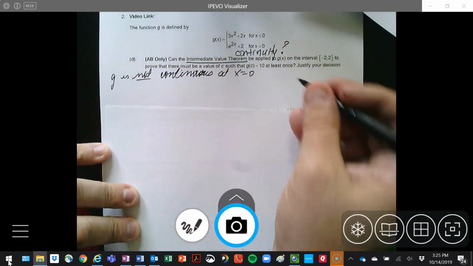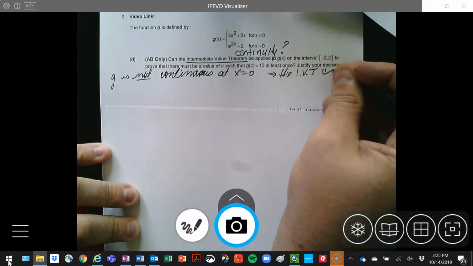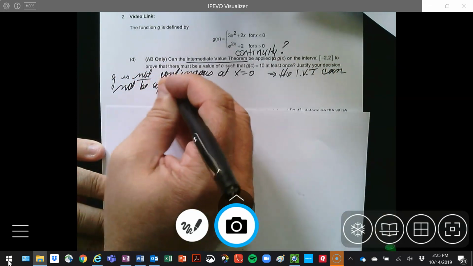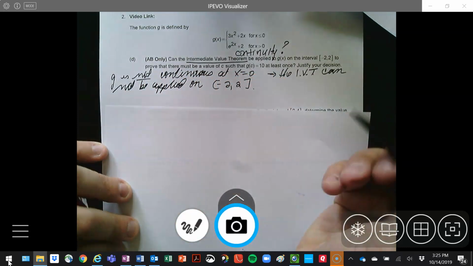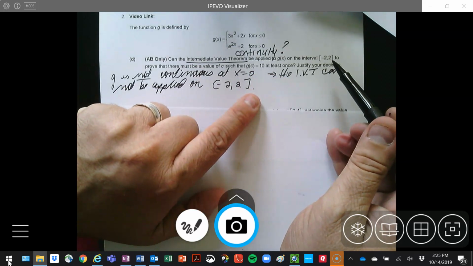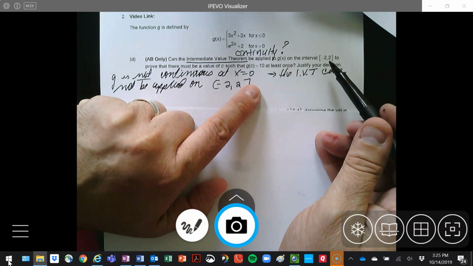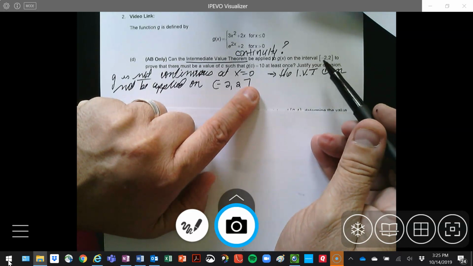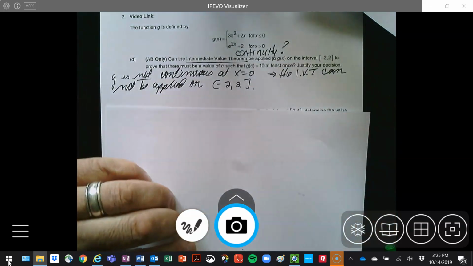G is not continuous at x equals 0, which means the IVT cannot be applied on the interval -2 to 2. Now, had we picked a different interval, if the interval didn't include x equals 0, then you might be able to use the IVT as long as the function was continuous on the entire interval. But since at x equals 0 we've already shown the function's not continuous, I can't use the IVT on this interval.